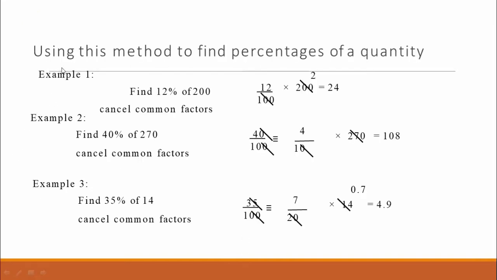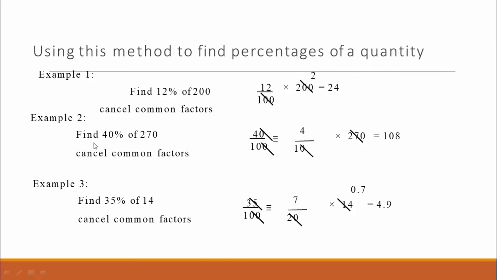Now, using this method to find a percentage of a quantity. Suppose 12% of 200. Cancel common factors. 12% of 200 can be written as 12 divided by 100. 12% means 12 divided by 100. Of means multiplied by 200. So cancel the common factor: 100 into 100, 100 into 200, and 12 multiplied by 2 is equal to 24.